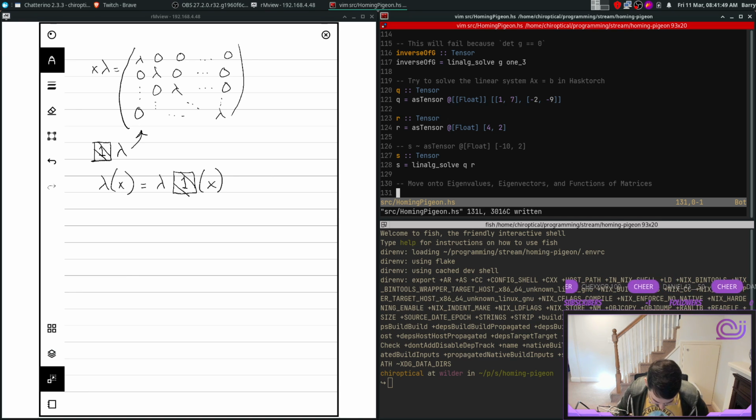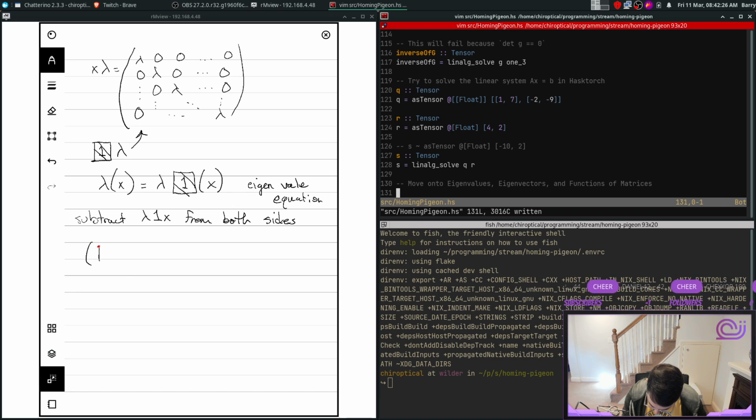It's just the eigenvalue equation. So this is still the eigenvalue equation, and we're going to subtract this from both sides. Subtract lambda 1 X from both sides. I'll just write this symbolically because I'm not going to write all these dots. We're basically going to have A minus lambda 1 times X equals 0.